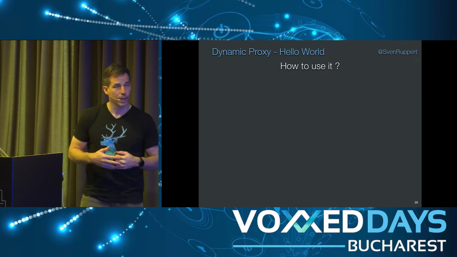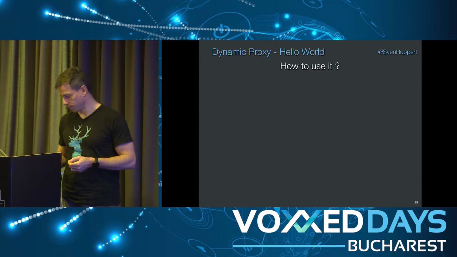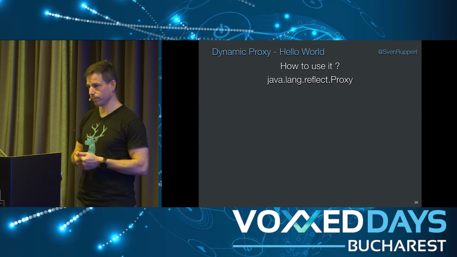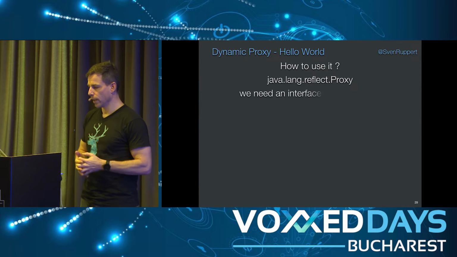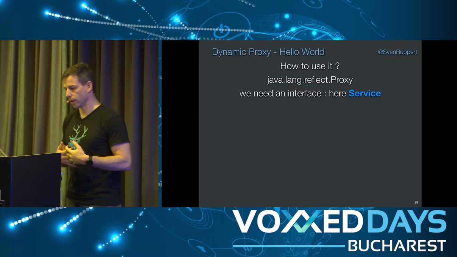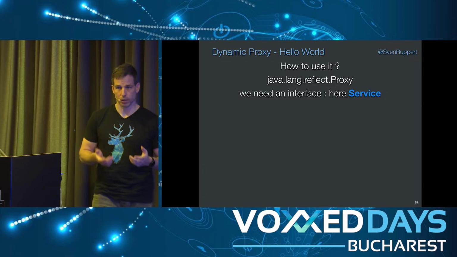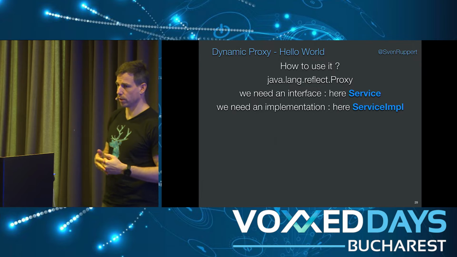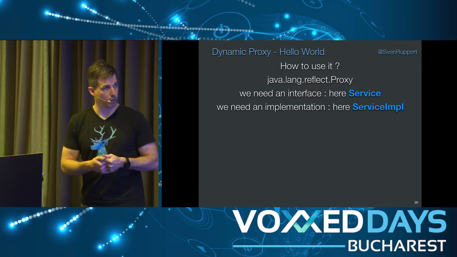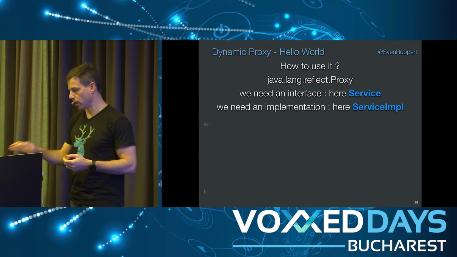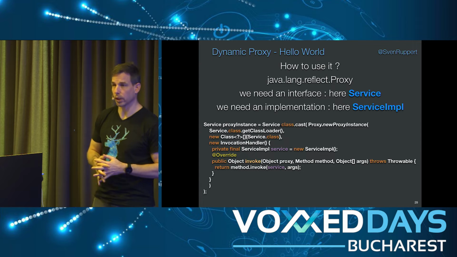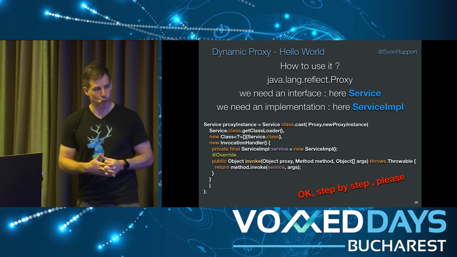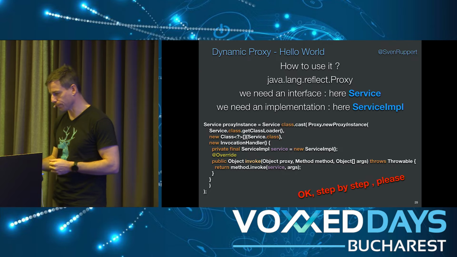Let's see how to use this dynamic proxy. First of all, we need java.lang.reflect.Proxy. That's the first thing. The next thing we need is an interface or a bunch of interfaces. And after this, we need something we want to delegate to. Even this is the same. And then we are writing this one here. Everything clear? For sure. Well, we want to go there step by step.